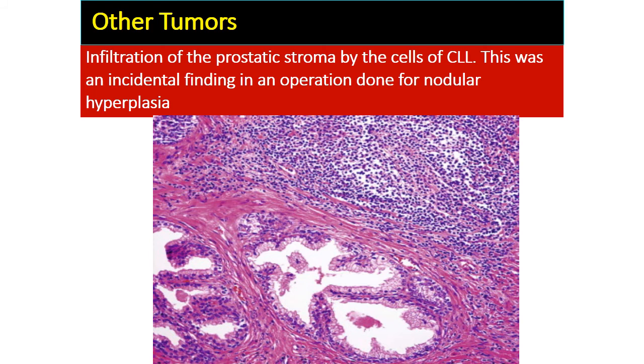In this type of area where mononuclear cells are accumulated, it can be misinterpreted by an inexperienced pathologist as chronic prostatitis, but actually this is infiltration of the prostate stroma by the cells of CLL, and this can be an incidental finding during biopsy interpretation for benign prostatic hyperplasia.